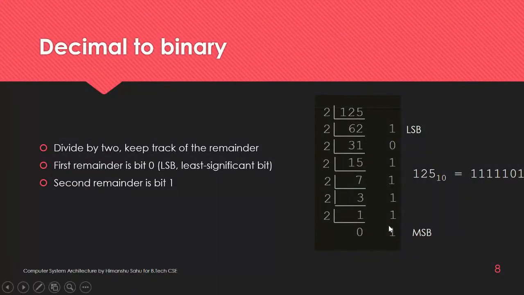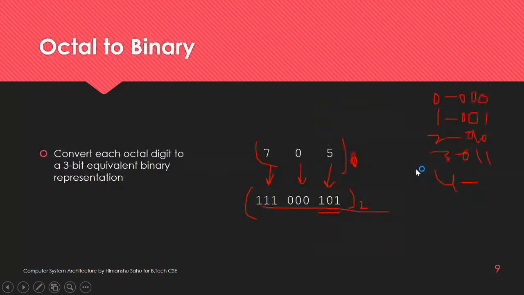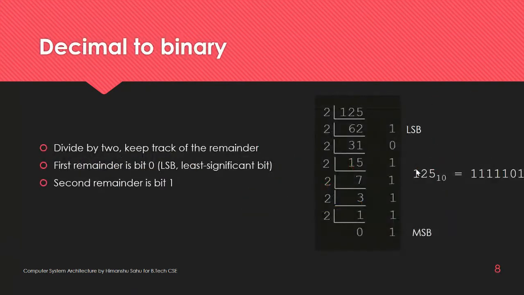So always remember that the last remainder will be the MSB and the first remainder will be the LSB. In a similar way, you can convert any decimal number to other bases. Suppose someone asks to convert from decimal to octal, then you simply divide by 8. If someone asks to convert from decimal to hexadecimal, then divide by 16. So divide by the base only.